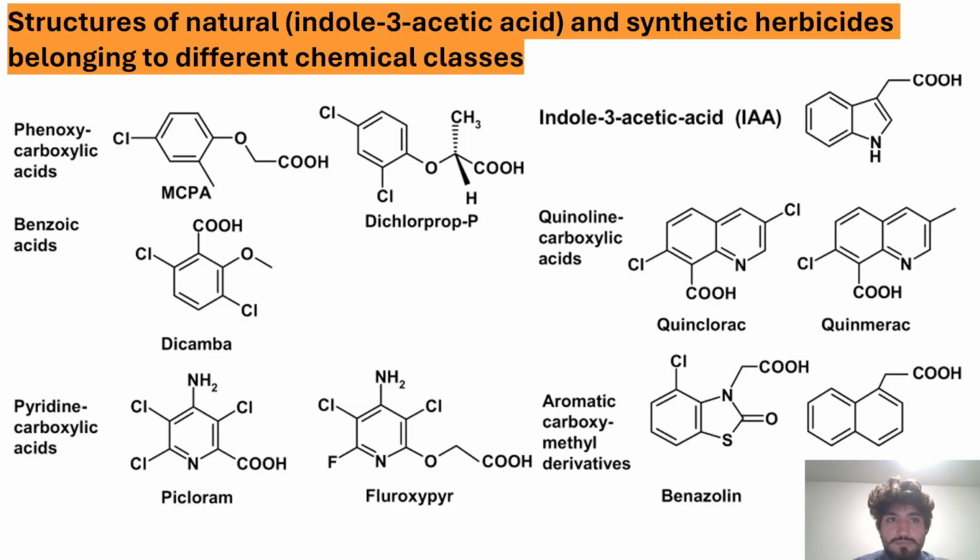Okay, and here are some of the structures of the herbicides. For example, on the left side, we have MCPA, dicamba, picloram, fluroxypyr, dichlorprop. This is something that we don't need to memorize, right? But sometimes it's good to have a better view of how these structures are for a better understanding.